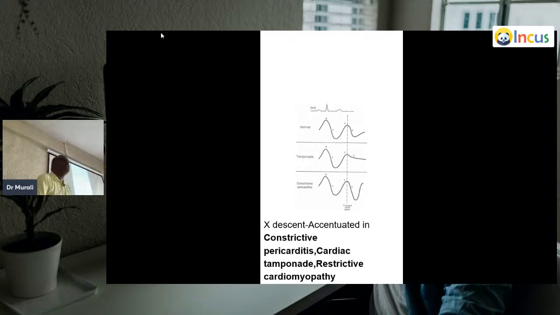Now, X descent is accentuated. So when will X descent become accentuated? You should remember three important causes for accentuation of the X descent. That means a prominent X descent. It happens in constrictive pericarditis, cardiac tamponade, and in restrictive cardiomyopathy. Now the question comes, sir, why X descent become accentuated in these three conditions?